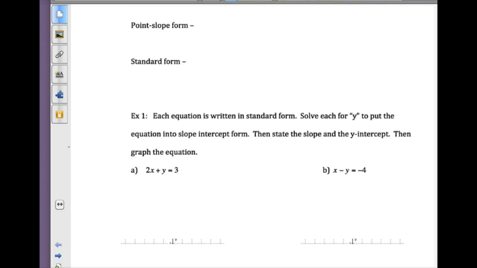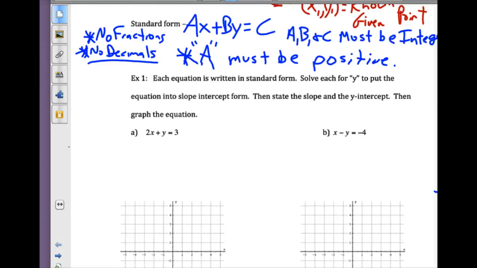Trace, loud and proud, read us the directions to example 1. Each equation is written in standard form. Solve each for y to put the equation into slope-intercept form. Then state the slope and the y-intercept. Then graph the equation. You're going to be doing lots of things here.